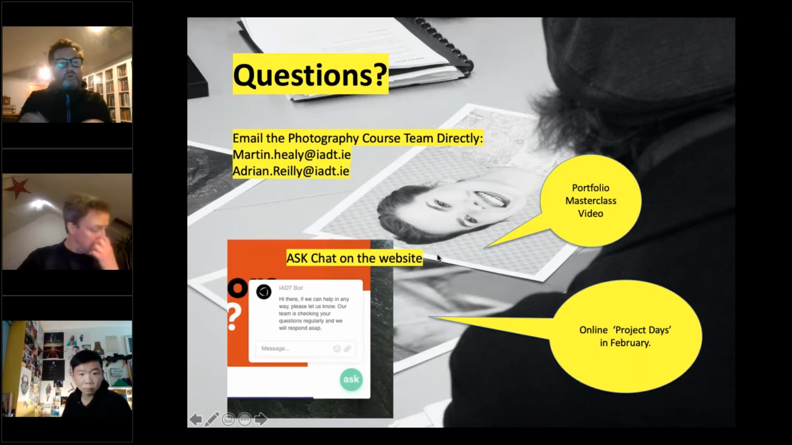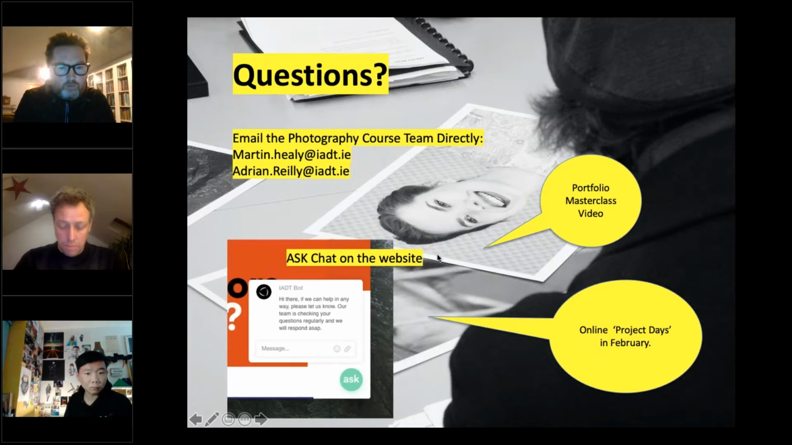Okay, there's a question here: can I apply for the photography and film course at the same time? Yes, through the CAO you'll give your preferences. I don't know how many preferences are currently allowed on the CAO. If you were offered a place in your first preference and also offered a place for your second preference, you would have the opportunity then to decide which offer you would like to take.